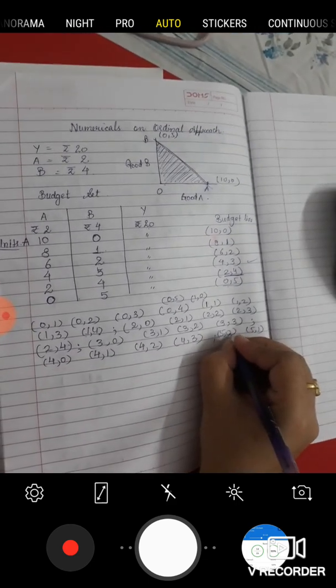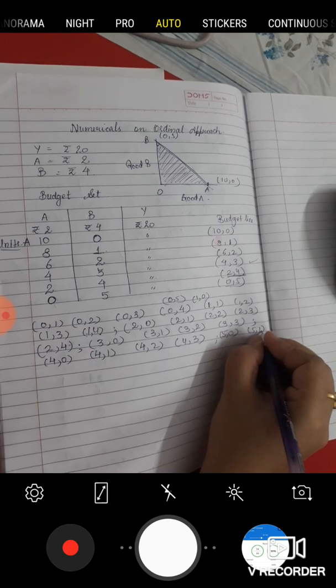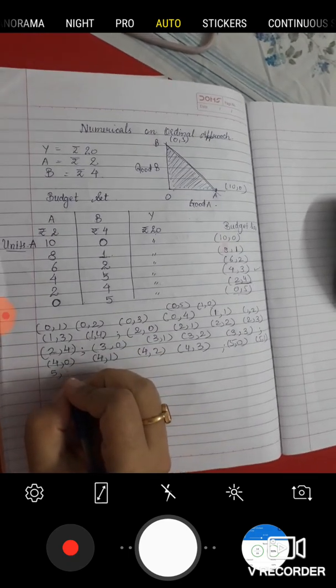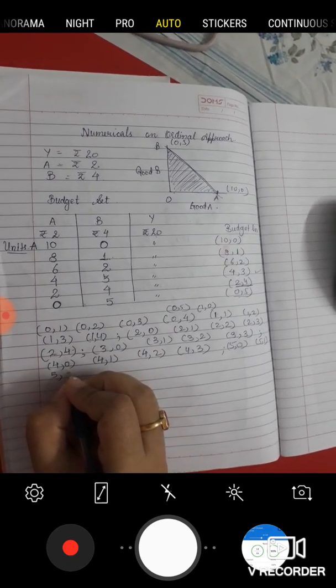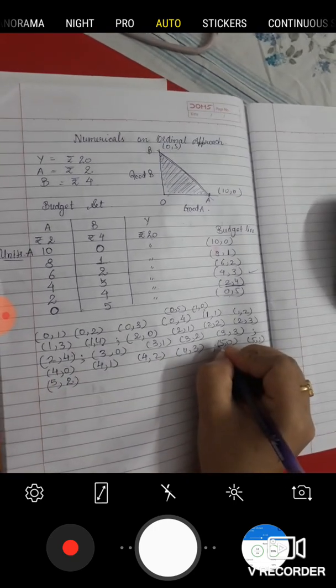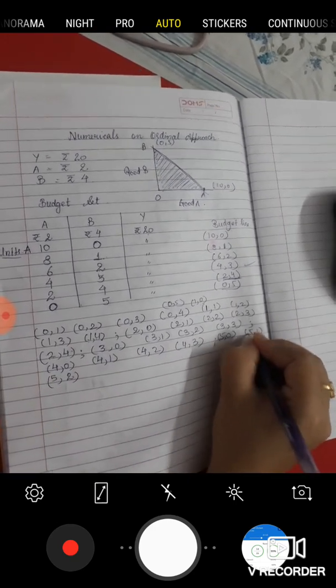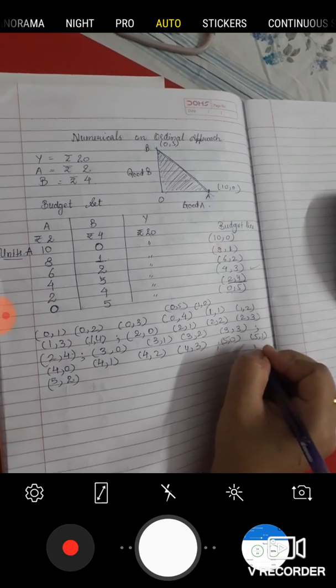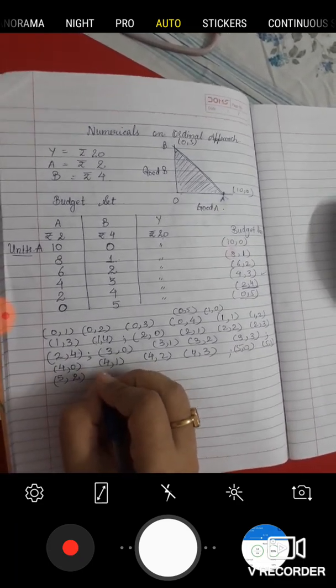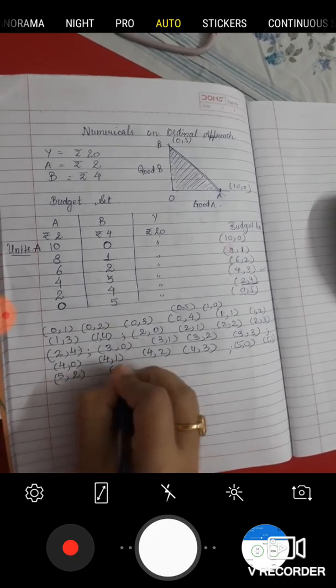So here the income spent is 5. Here the income spent is 5 plus 4, 9. Here the income spent is 10 plus 8. Okay. 10, 10 plus 4, 14, 10 plus 8. Now that's it. Now we will move towards 6, 0.